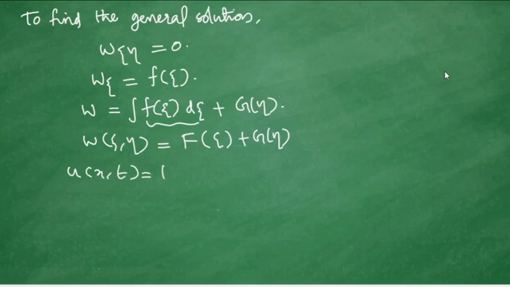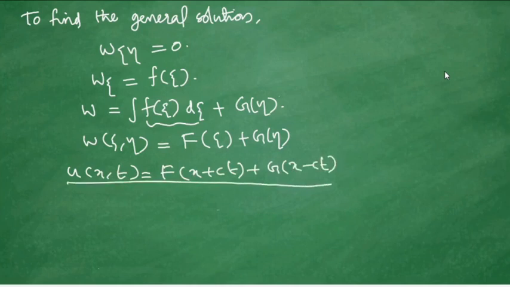u(x,t) is equal to f(x + ct) + g(x - ct). So this is the required general solution. General solution of the wave equation.